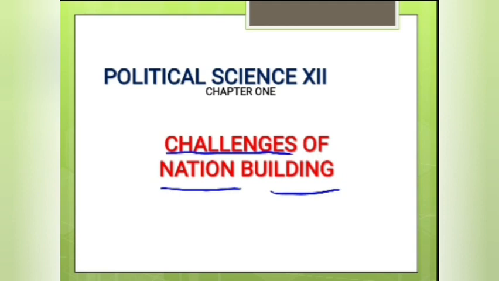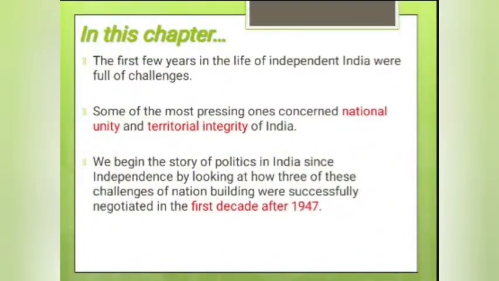So, in this chapter, we look at the story of Indian politics since independence, by looking at the different kinds of challenges of nation building and how they were negotiated in the early phase after 1947. Understood? So, here we will understand the different aspects. The first few years of the life of independent India were full of challenges, and some of the most pressing ones concerned the national unity and territorial integrity of India.